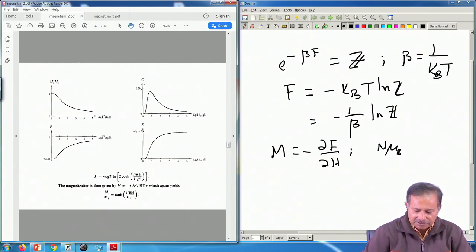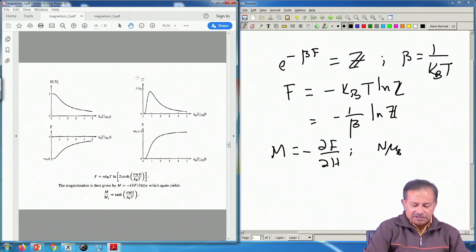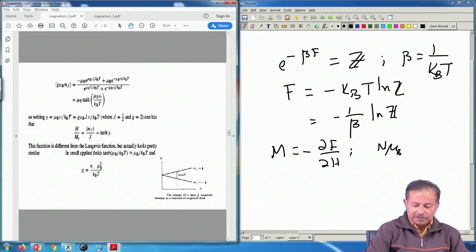Then specific heat is interesting. Specific heat is basically a derivative of energy with temperature, and these kinds of curves you must have seen in many places. Specific heat goes to 0 at 0 temperature, and then it rises with a peak. Look at the peak: it is at k_B T equal to mu_B H. So, what does that signify? That signifies a transition between these two states.